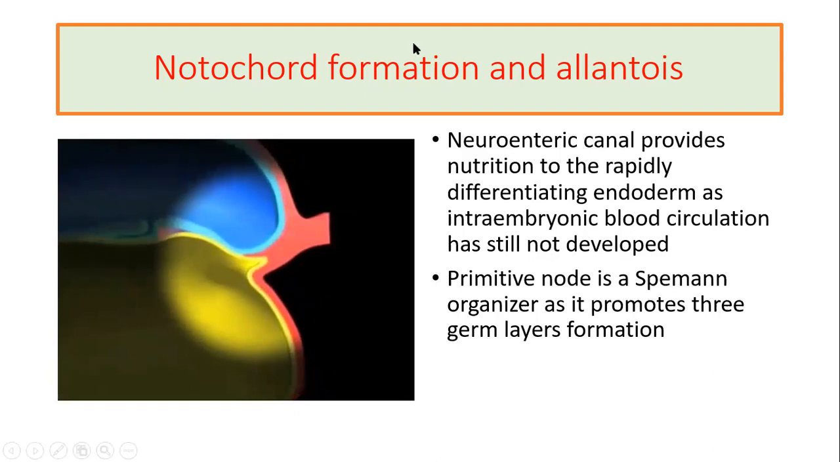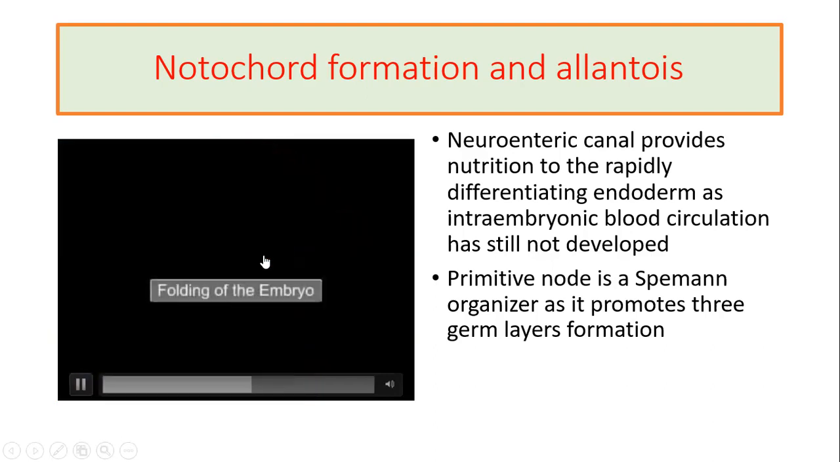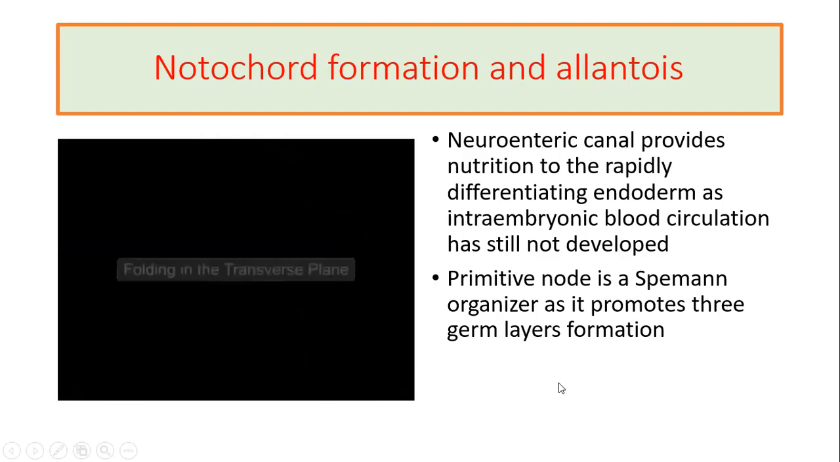Now, how the allantois is formed is also shown. There is an outpouching of the yolk sac into the connecting stalk. So this caudal part will form the allantois.